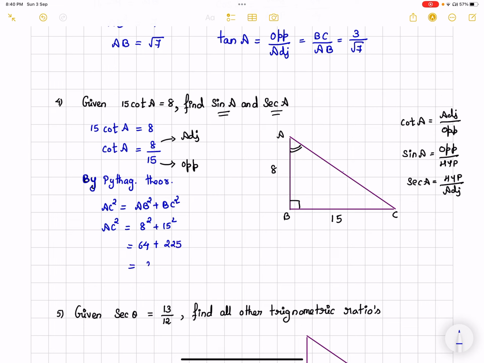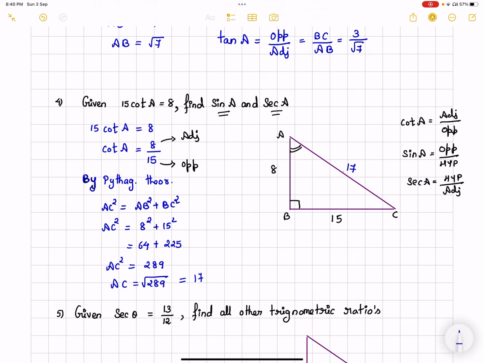So when I sum it up, I get 289 as my AC square. Then AC is equal to root of 289. I would be getting plus or minus 17, which I would consider as plus 17 because the length of a side of a triangle won't be negative. That's the reason we are taking it as positive. So AC is equal to 17, which we found out just now.